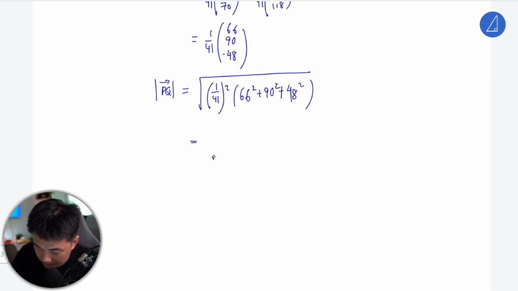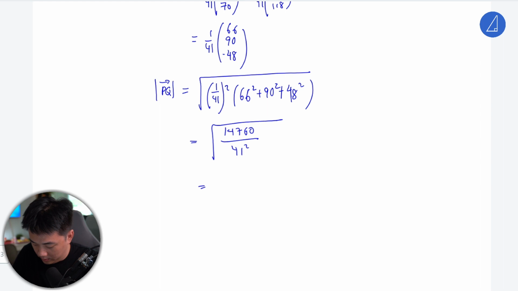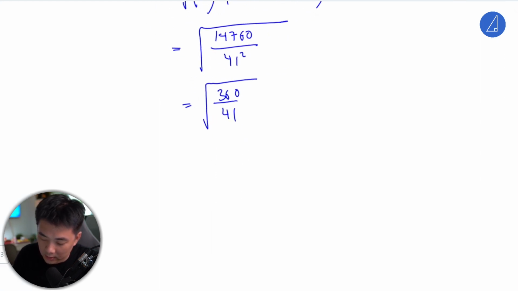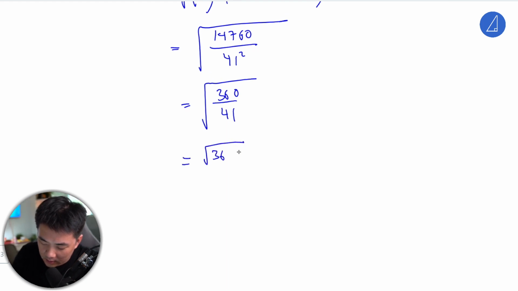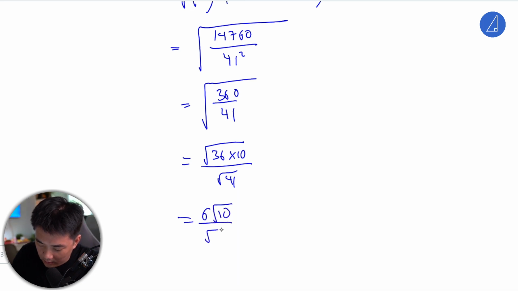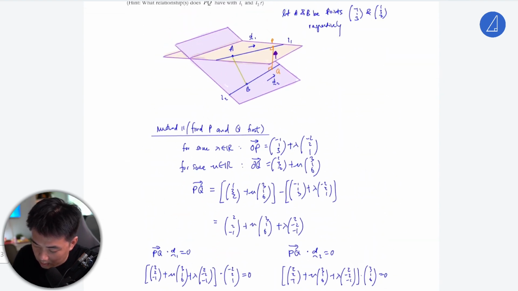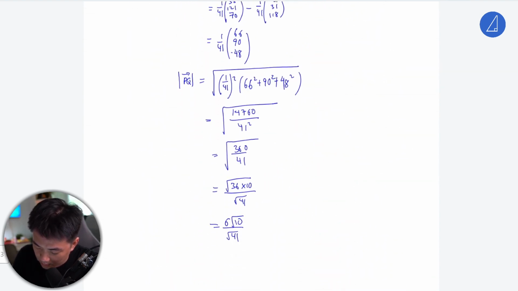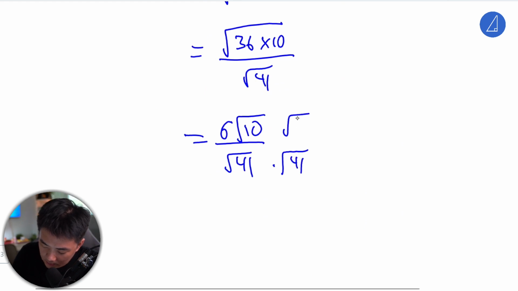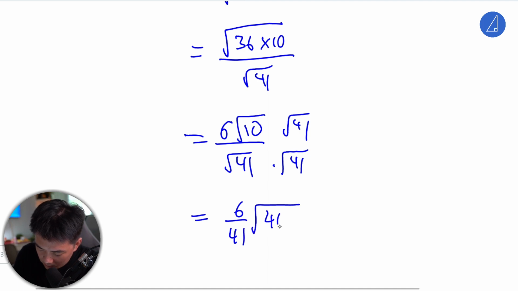That will be 14760 over 41 square, and keying the calculator, this is 360 over 41. So similarly, 360 is 36 times 10, right? Over 41 is 6 root 10 over 41. Okay, so if I were to do the same trick that I did just now, this is root 14, 6 over 10, 6 over 41. So rationalize it. That will be, okay, so both will give you the same answer.